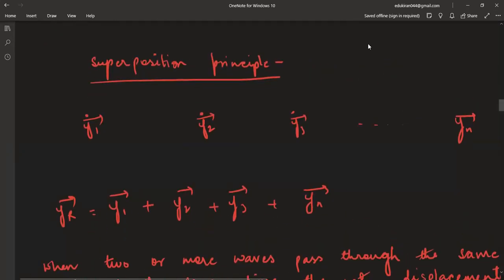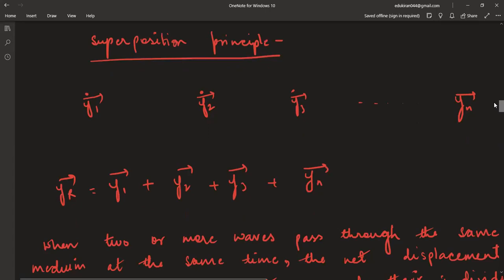Yes, class. In the last class, we completed particle velocity, particle acceleration, and wave velocity. We have to start with the superposition principle. This principle is not just for your class 11th; in your class 12th also this principle will be used. You will be doing electrostatics.